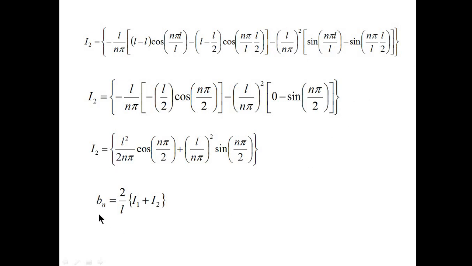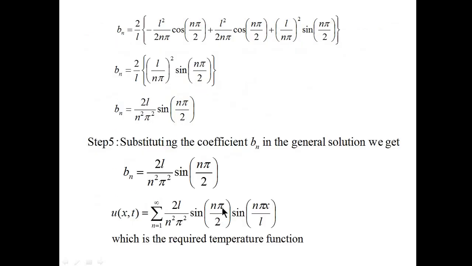Finally, you can substitute in Bn. Bn is equal to 2 by L, I1 plus I2. After substituting and simplifying, you get Bn like this. Now our step 5 is nothing but substituting the coefficient Bn in the general solution.